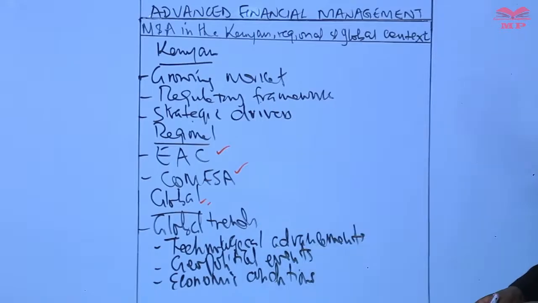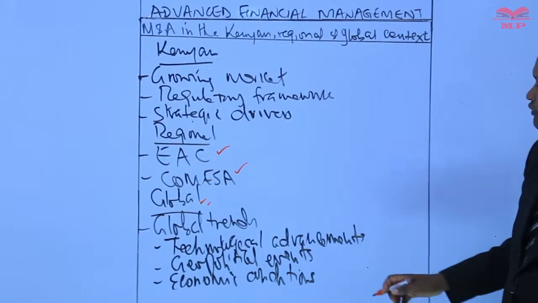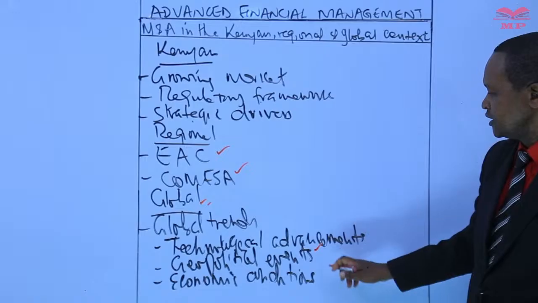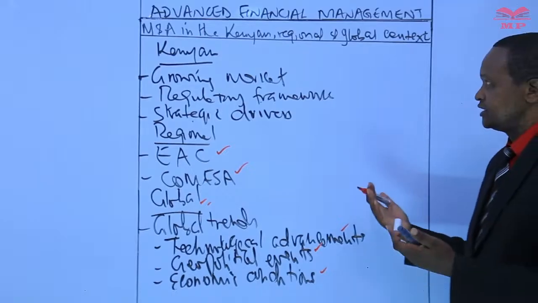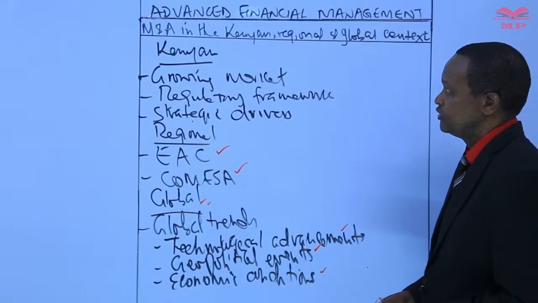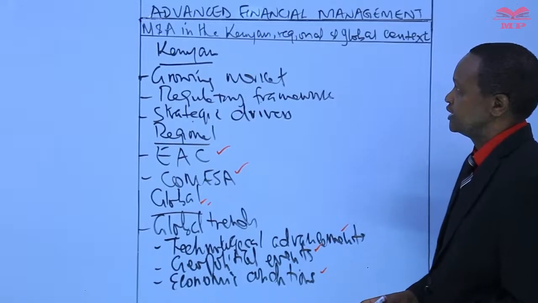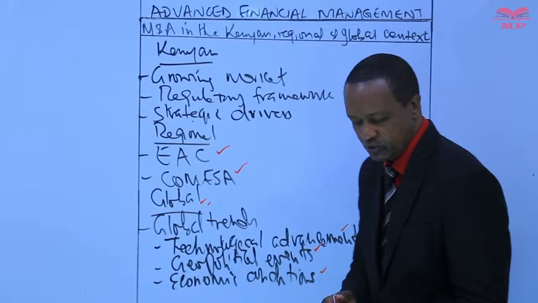Then we have mergers and acquisitions in the global context. We have global trends, which influence activities in Kenya and even the region, due to factors like technological advancements, geopolitical events and economic conditions. All these influence mergers and acquisitions. So candidates, that marks the end of today's lesson. We've briefly discussed mergers and acquisitions in the Kenyan, regional, and global context.